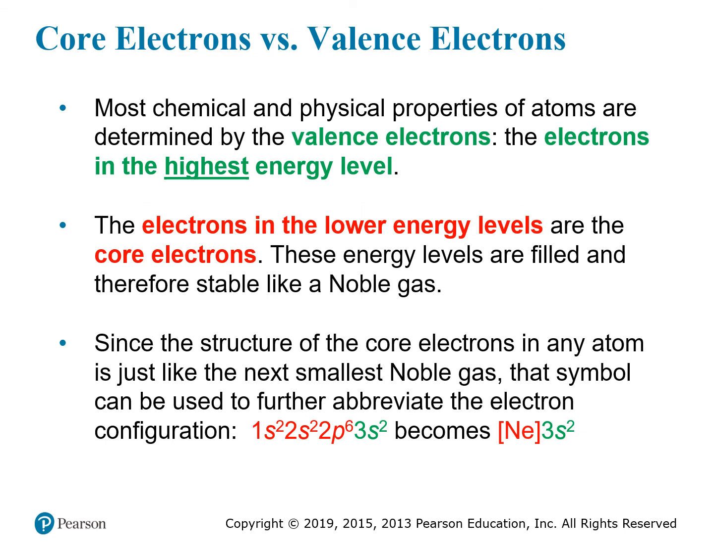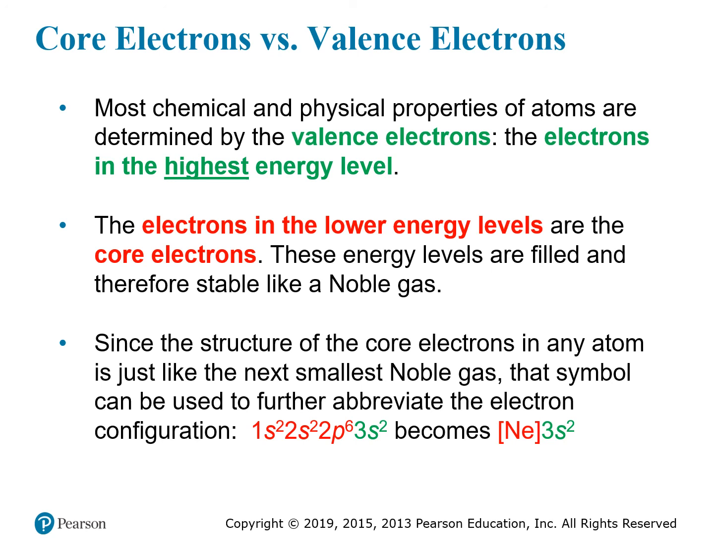And so that allows us to get to the idea of core electrons versus valence electrons. Okay? So again, remember that the chemical and physical properties of an atom are determined by its electron cloud. And in fact, they're really determined by the outermost electrons. Okay? So those electrons are particularly important, and we give them a name. We call them the valence electrons.